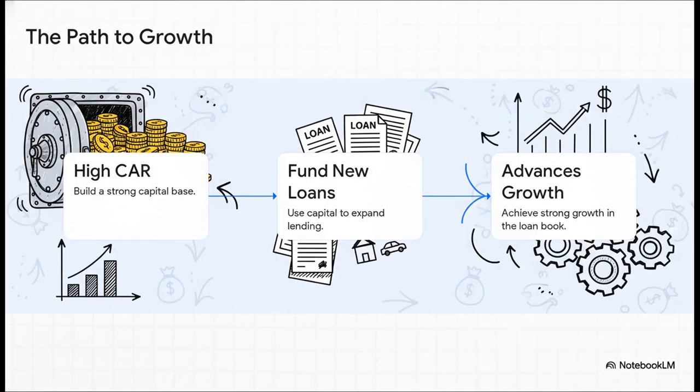The connection here is really direct. It's simple. A bank with a nice high CAR has a strong foundation. That lets them go out and confidently make new loans. That leads to something the industry calls advances growth, which is just a fancy way of saying their loan book is growing. And a growing loan book is what leads to growing profits.